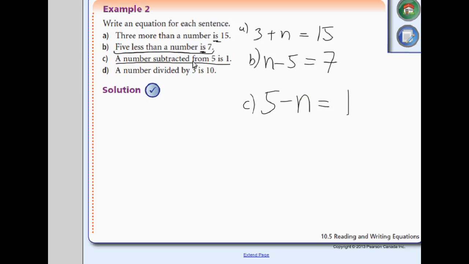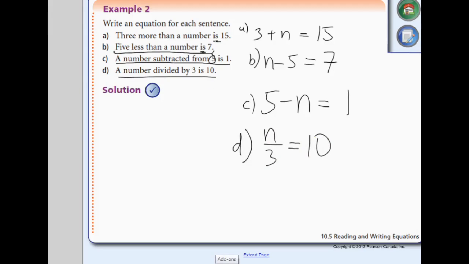Remember, when you have "subtracted from," the number goes to the end, and the 5 goes to the beginning. Whatever is first goes to the end. Whatever is after "subtracted from" goes to the beginning. And D, a number divided by 3, so n divided by 3 is equal to 10.